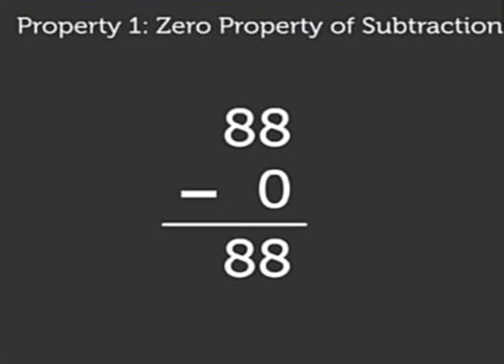Property 1, zero property of subtraction. Here, starting with an example, subtract 0 from 88. So you have to subtract 0 from 88. When you subtract 0 from any number, you get the same number as the answer. So here the difference is 88. When we subtract 0 from a number, the difference will be the number itself. So here you can see 88 minus 0 gives you 88.